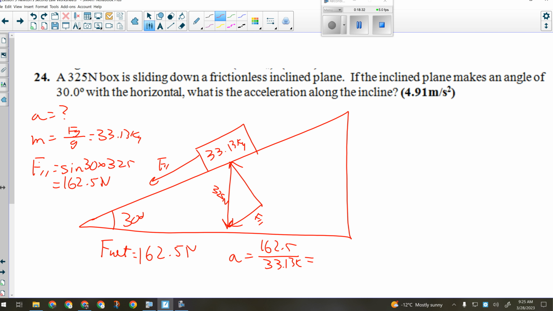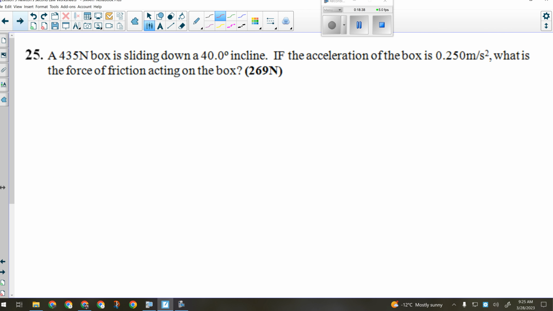All right, questions on that one? Okay. And for 25, this one has friction. So this one we have to do a little bit of that sum of all forces at the end in order to get the force of friction. How many people have done this one?